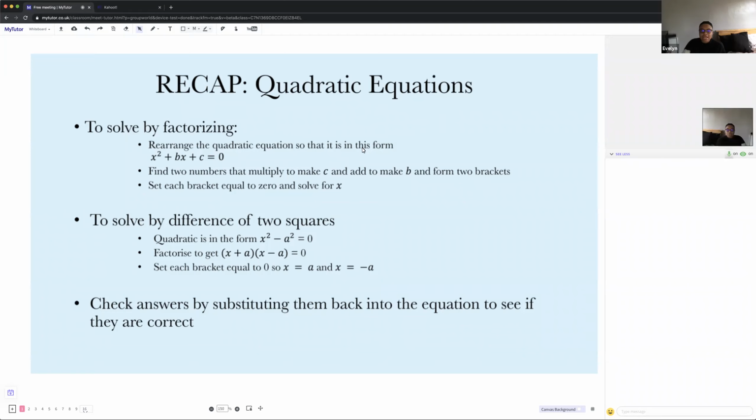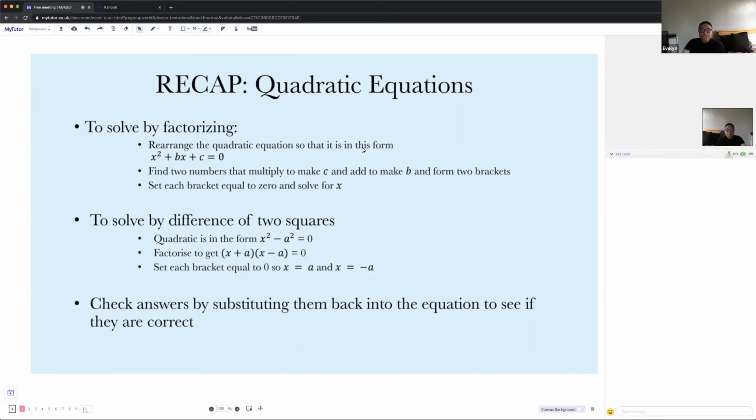So to solve quadratic equations by factorizing, we need to rearrange the quadratic equation to make sure that it's equal to 0. So always make sure it's equal to 0. Then you need to find two numbers that multiply to make C and they add together to make B, and then you form your two brackets with those numbers in the brackets, and then you set each bracket equal to 0 and then you solve for x. So you have two values for x.